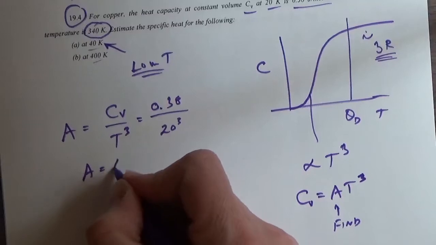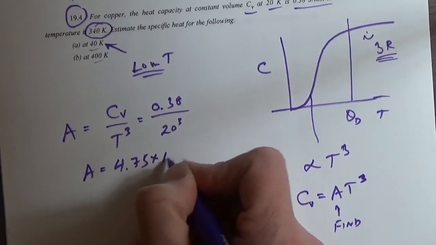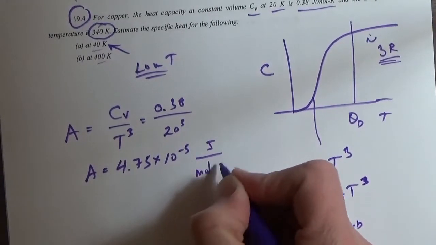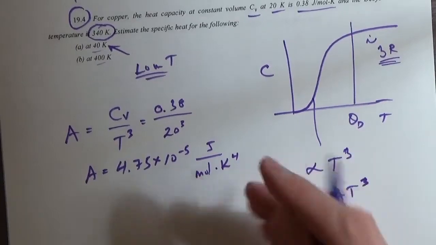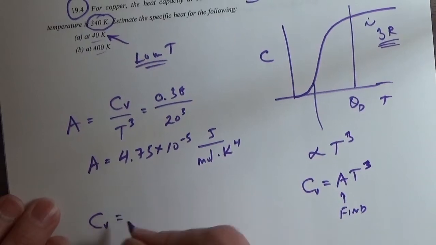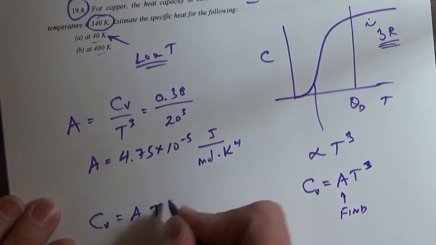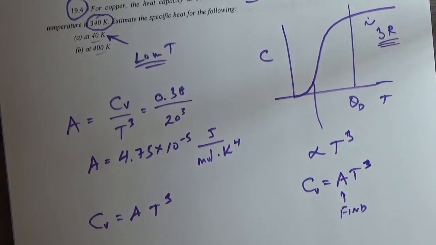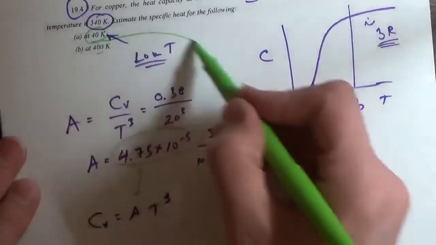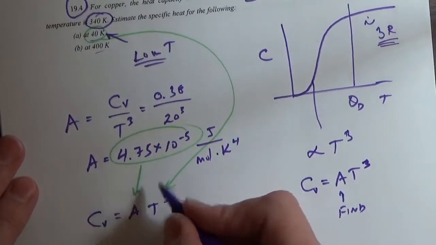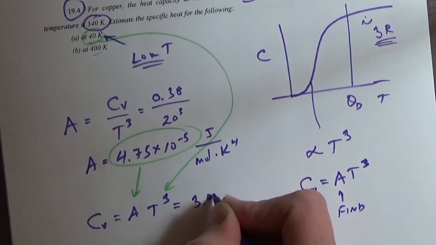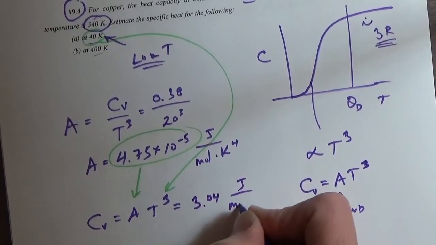A is equal to 4.75 times 10 to the minus 5 joule per mole K to the 4th, which means that now we can go back and say CV is equal to A T to the 3 and substitute in 4 K, which gives us a heat capacity of 3.04 joule per mole K.